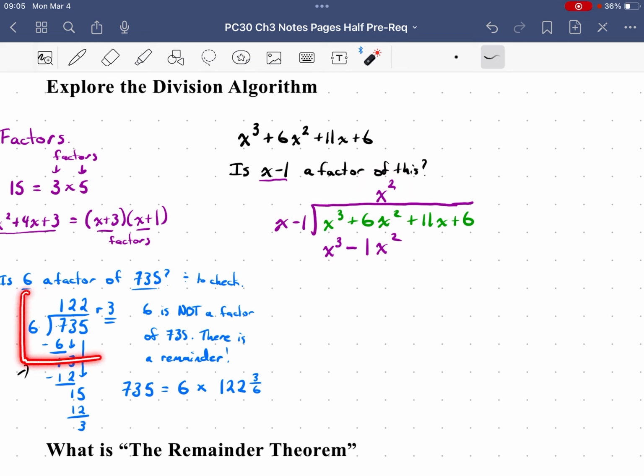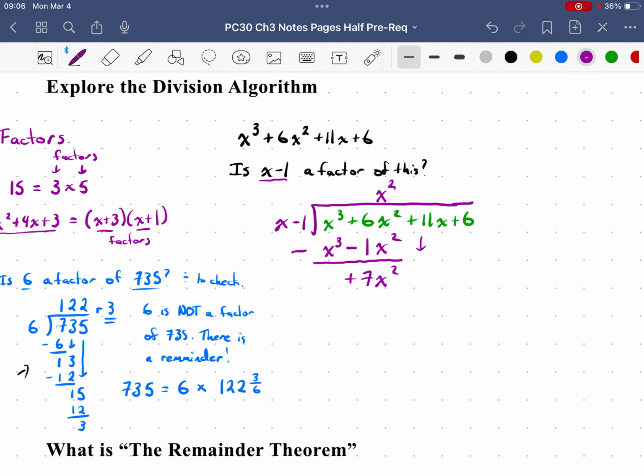Now, if we look over down here, then we subtracted. Well, we do the same thing. We subtract. x cubed, take away x cubed is nothing. That's done. Plus 6x squared, subtract minus 1x squared is equal to plus 7x squared. Remember, plus 6 minus minus 1 is equal to plus 6 plus 1. Then we're going to bring down my plus 11x.